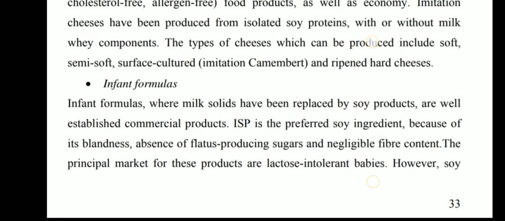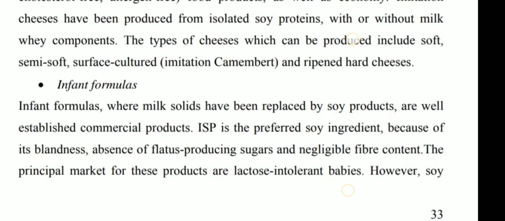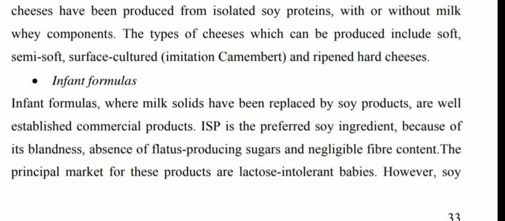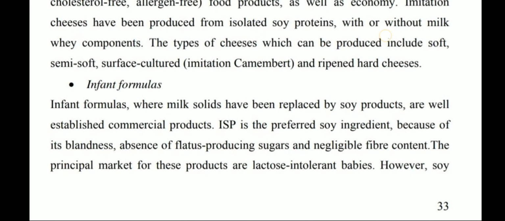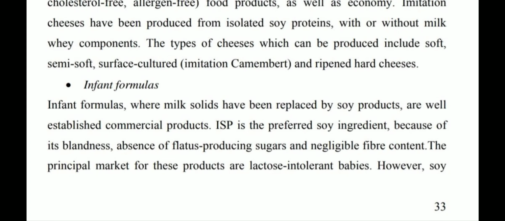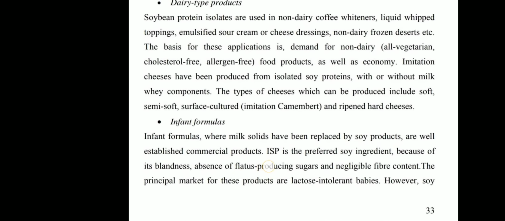Because of its blandness and because it is free of flatulence, that is gas making, the stomach problem of gas making is due to the combination of sugar and fiber content. So absence of sugar and fiber content helps in developing the infant formula. That's why it is used in products for lactose intolerant babies.